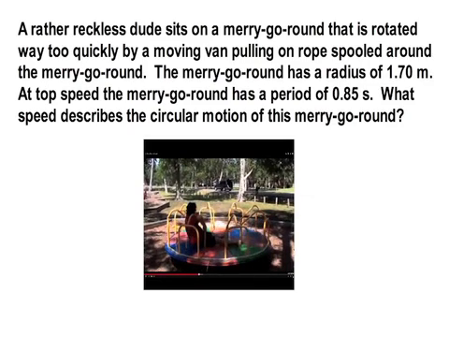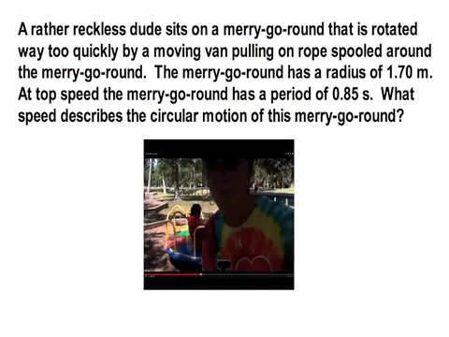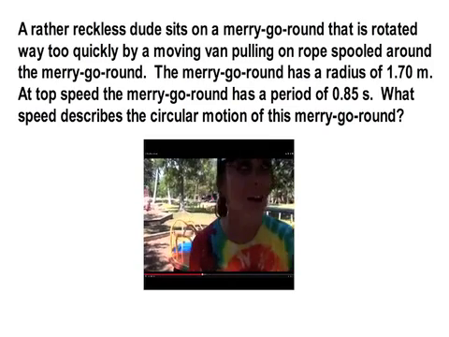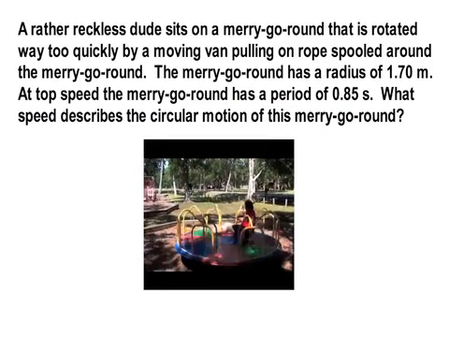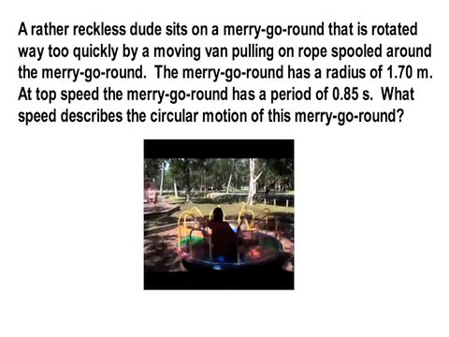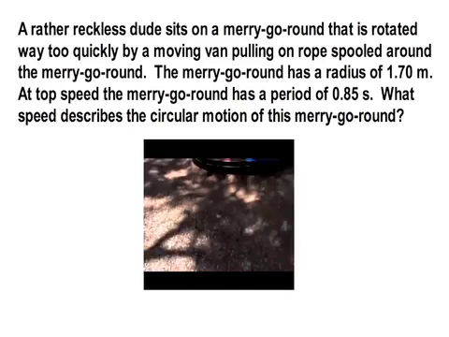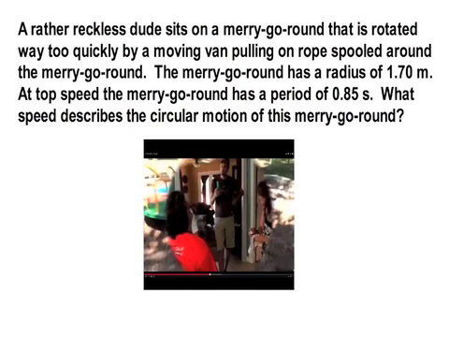All right, so here it is. A rather reckless dude sits on a merry-go-round that is rotated way too quickly by a moving van, pulling on ropes spooled around the merry-go-round. Hey, I didn't make this up. This is actual video. The merry-go-round has a radius of 1.70 meters. At top speed, it has a period of 0.85 seconds. What speed describes the circular motion of this merry-go-round? Let's go ahead and pause it and see if you can solve it.